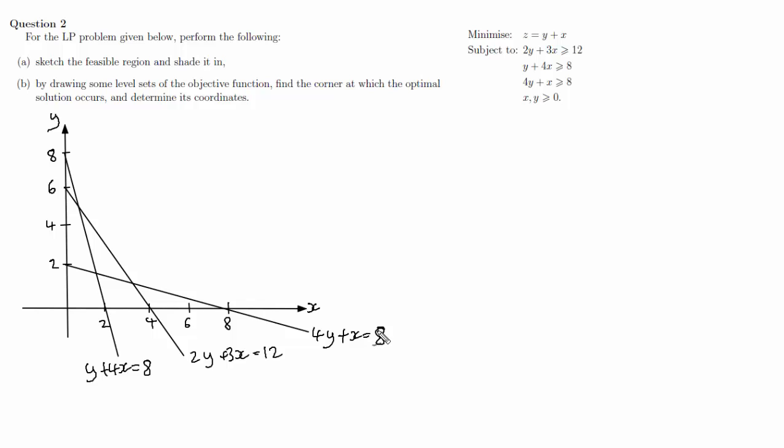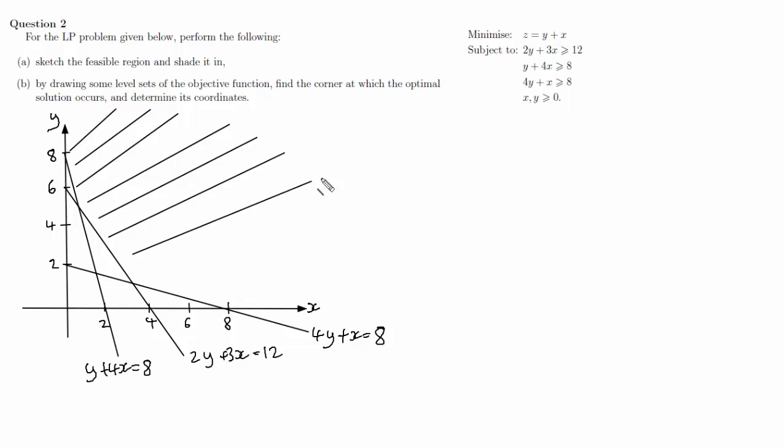Now, remember which side of these lines we're staying on. If you're not sure, you can pick a point and see whether you are satisfying the constraint or not. It's fairly clear that because these are all greater than or equal to signs, we'll also have x and y greater than or equal to 0. Our feasible region is this area here, contained by all our lines. We can just shade it in nicely.